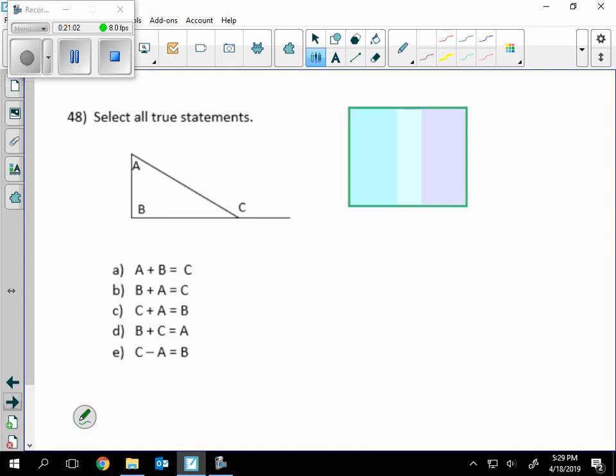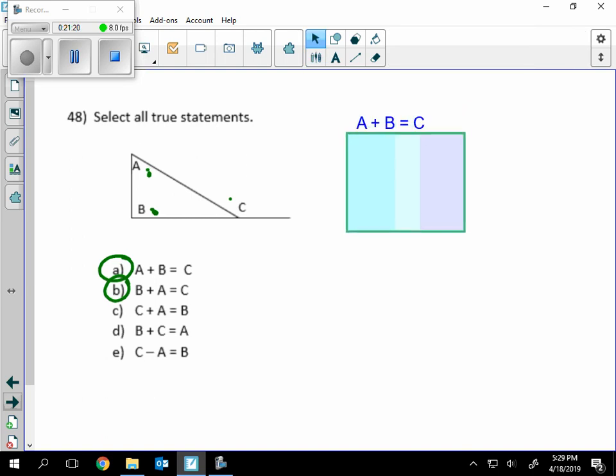48, select all the true statements. So this is just like the other two we did. Didn't we say that the way this works, A plus B equals C? And that's the guy I have. And couldn't I say B plus A? That's the same thing. Those two are exactly the same. So here's what we said. We said A plus B equals C.